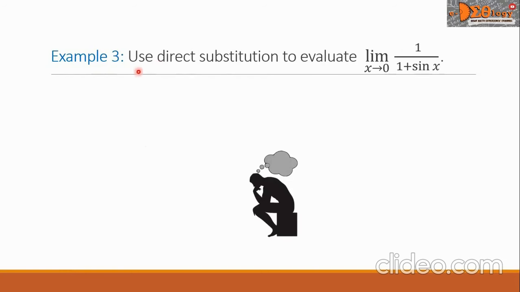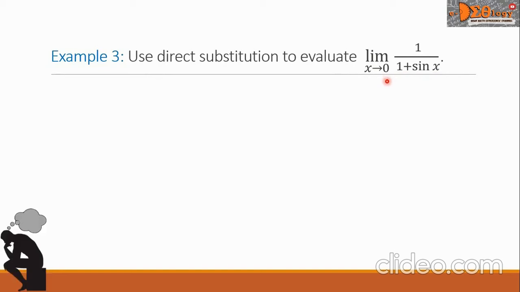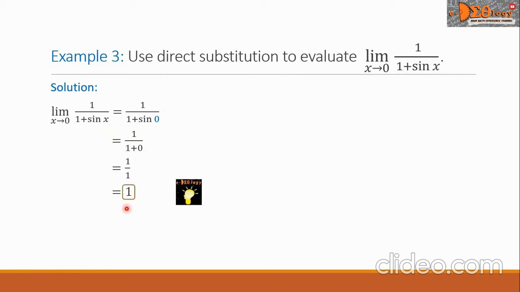Example 3. Use direct substitution to evaluate the limit of this fraction 1 all over 1 plus sine x as x approaches 0. Let us substitute the value of 0 to the x in here. So we have now 1 all over 1 plus sine 0. We know that sine 0 is simply 0. 1 plus 0 is 1. 1 over 1 is equal to 1. This is our final answer.